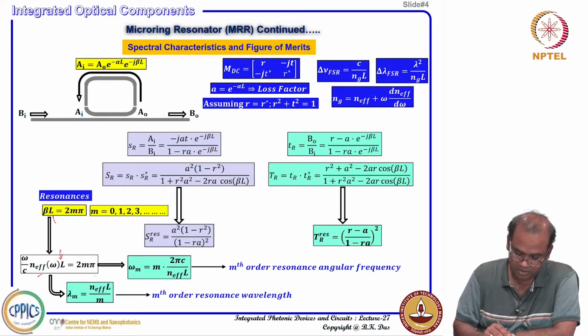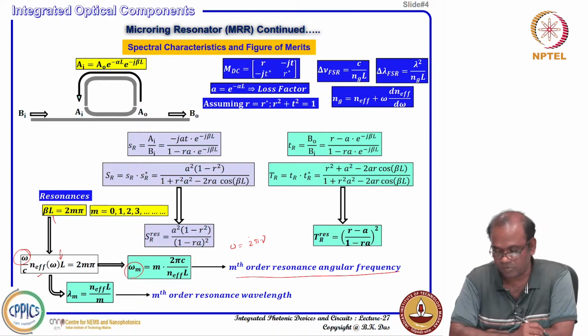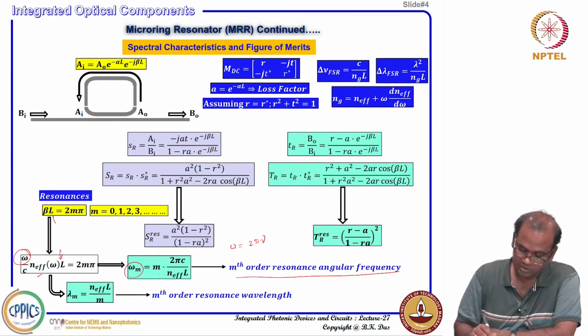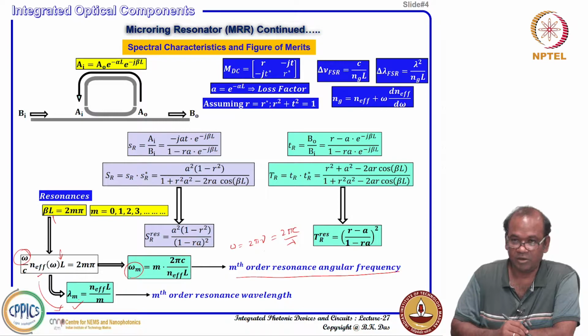From here, for different m values I can get a discrete solution for omega, that is omega m, which we can call the mth order resonance angular frequency. Of course, omega relates to linear frequency as omega equal to 2 pi nu. So, instead of omega m, we can derive the linear frequency, and we can also relate omega to lambda, omega equal to 2 pi c by lambda. So, in terms of lambda we can find the wavelength corresponding to resonance order m, the mth order resonance wavelength.